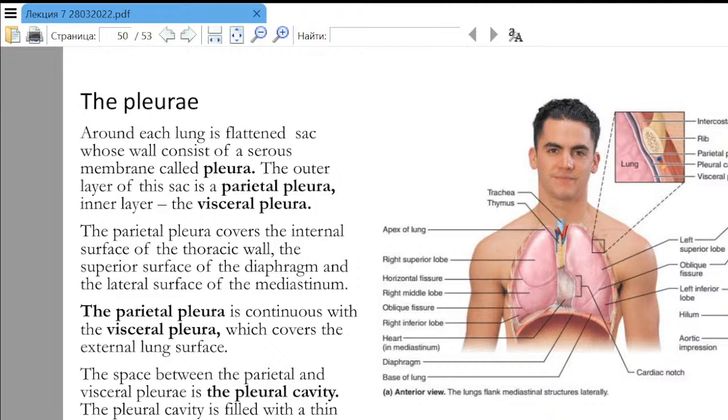What you see: a cardiac notch, incisura cardiaca.